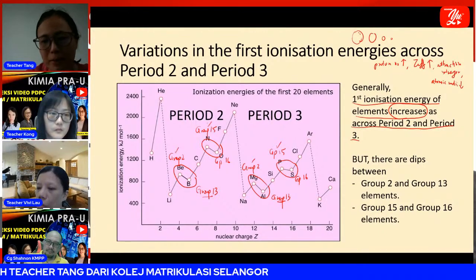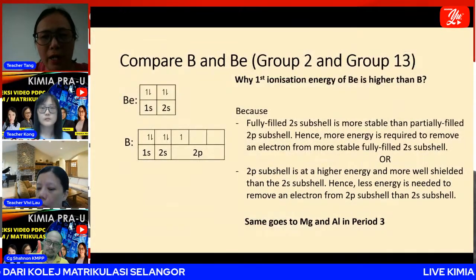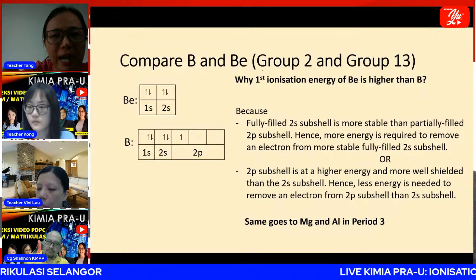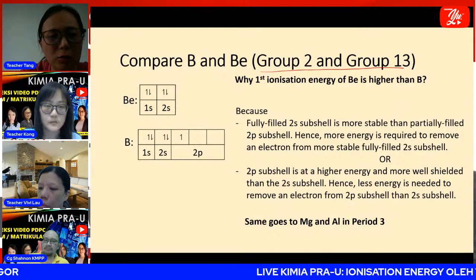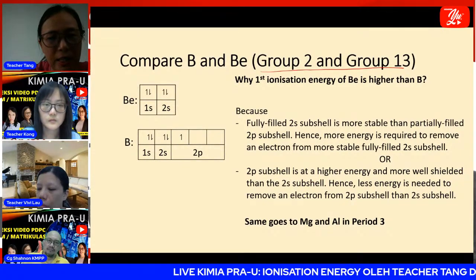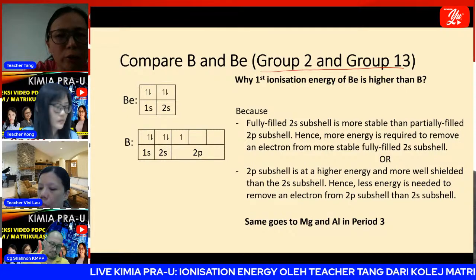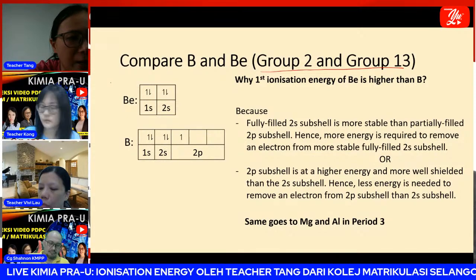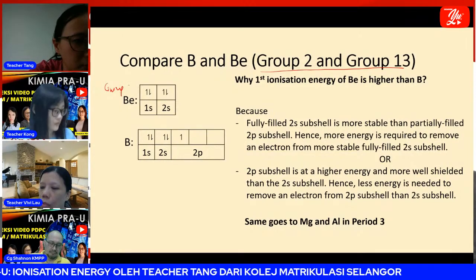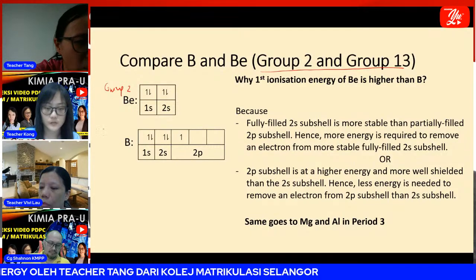So why? We shall look at group 2 and group 13 elements first. Okay, so I use boron and beryllium as the example. Group 2 element beryllium, group 13 element boron.